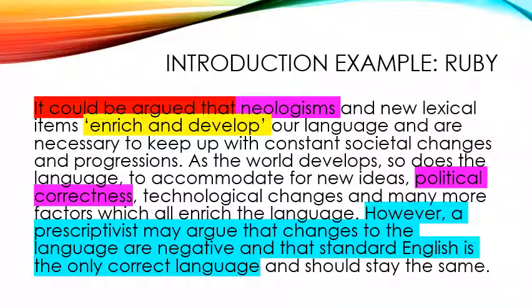This is Ruby's example. And what I like about Ruby's is that she starts with the words, it could be argued that. Now, if you're evaluating, that is an evaluating stem. That shows that she's being tentative right from the beginning, and I like that. So she says it could be argued that neologisms and new lexical items enrich and develop our language and are necessary to keep up with the constant societal changes and progressions.